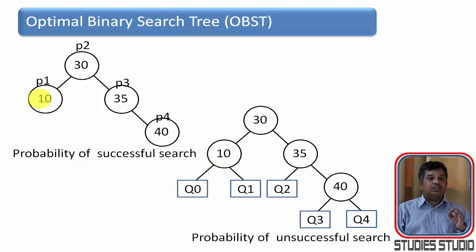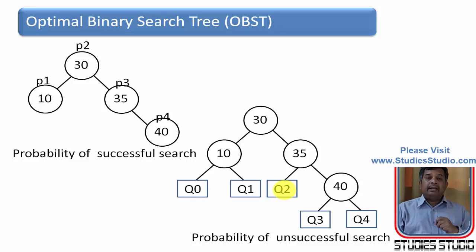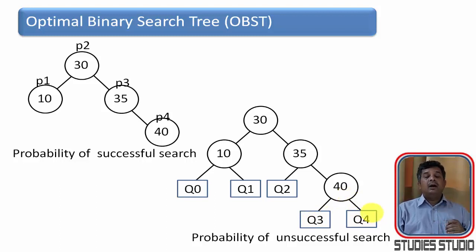So it is an unsuccessful search. You can see that there are 4 data, so I'll have 4 successful searches. But I'll have 5 unsuccessful searches. Anything between 1 to 9 has probability Q0. Anything between 11 to 30 has probability Q1. Anything between 31 to 34 has probability Q2. Anything between 36 to 39 has probability Q3 and anything more than 40 has probability Q4. So these are the probabilities of unsuccessful search.